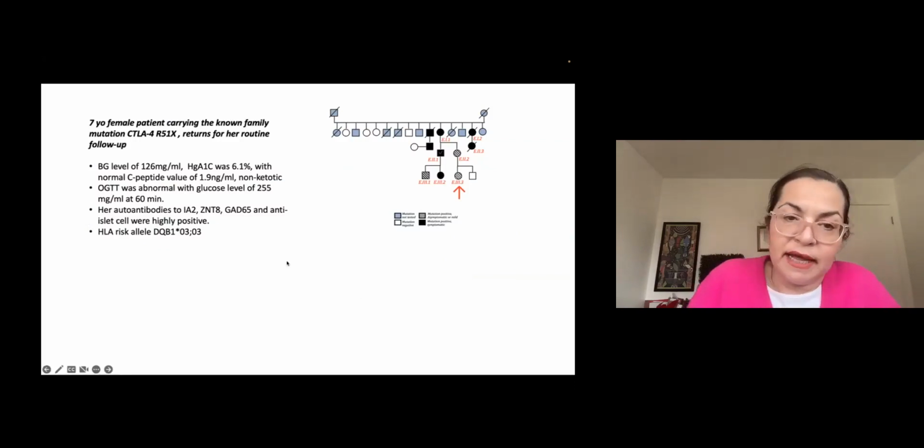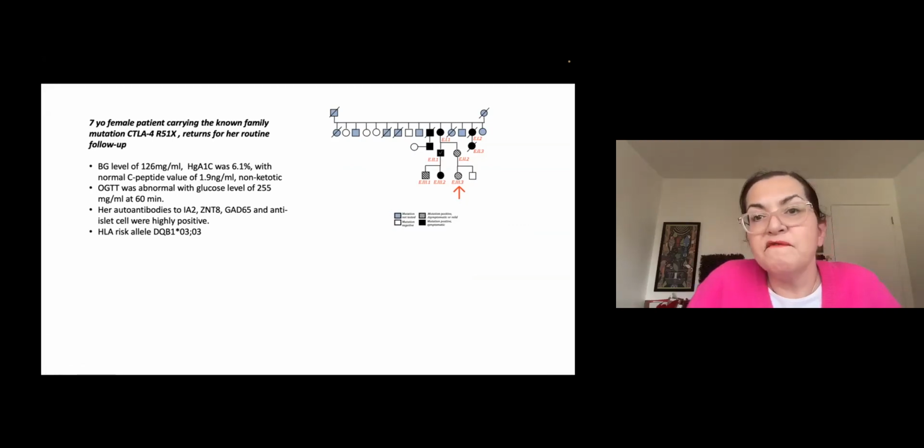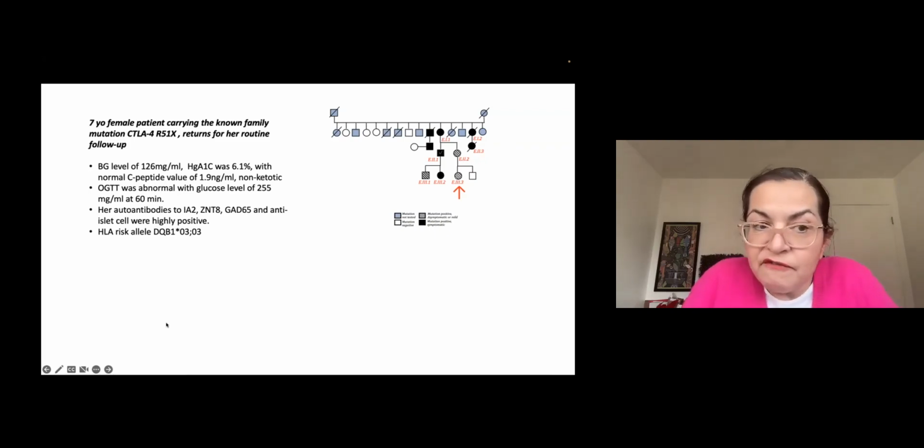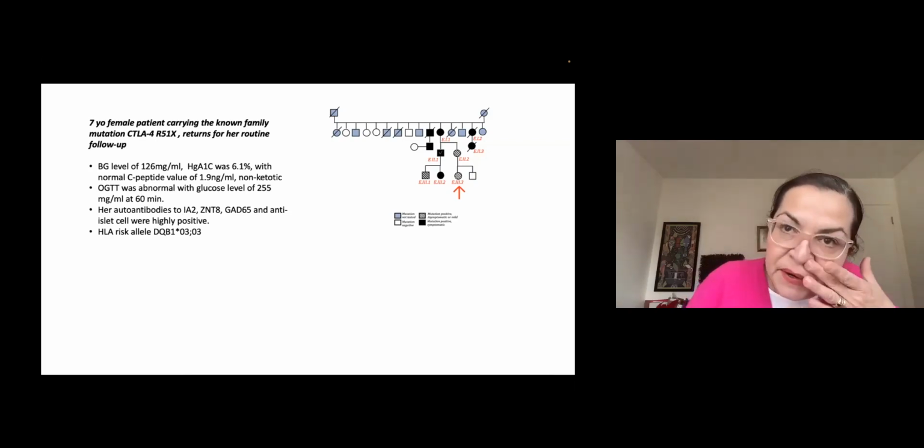A quick last patient example that I would like to share with you, just to highlight in what settings we might, or we should, be thinking about using abatacept. It's a little bit unusual example, but hopefully we'll be able to encounter these patients more frequently as we expand family screening. So this was a 70-year-old female patient carrying the known family mutation, one of our original mutations, a stop, so true haploinsufficiency. She returned for a routine follow-up. We started seeing her annually.